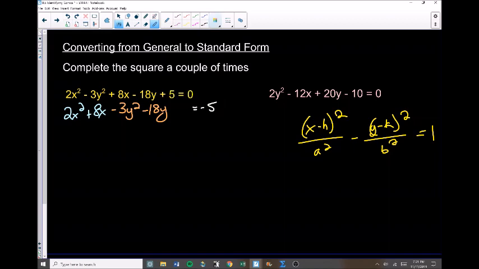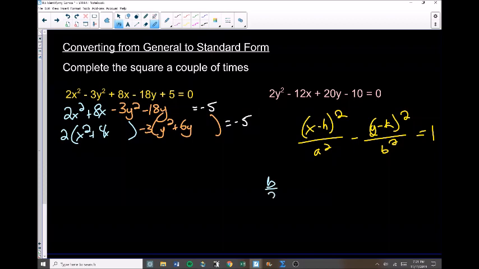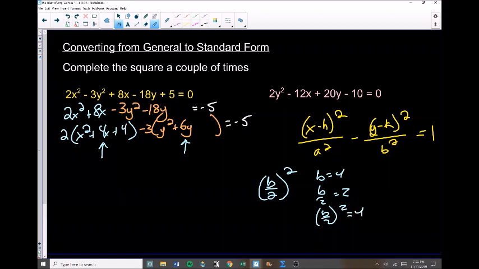I'm going to factor out the coefficients on the squared terms. So this 2 is going to factor out, and I get x squared plus 4x. And I leave that gap there intentionally. This negative 3 is also going to factor out. I get y squared plus 6y, and it's still going to be equal to this negative 5. When you complete the square, you're calculating b over 2 squared, and the b term is going to be this and this. I have to do it twice. So right now the b value is 4, so b over 2 is 2, so b over 2 squared is 4. I'm going to add a 4 right here, and add a 2 times 4 right here.